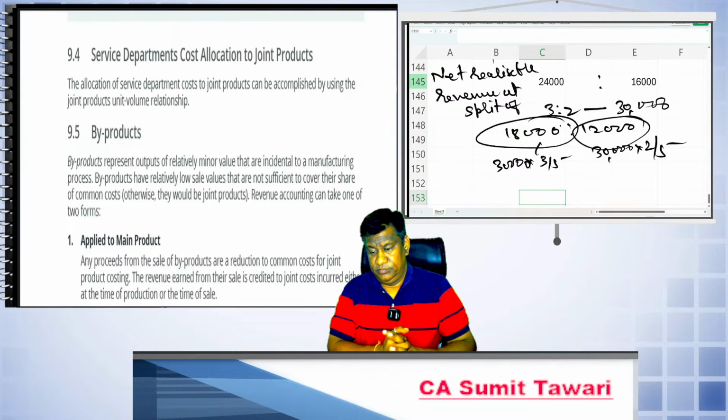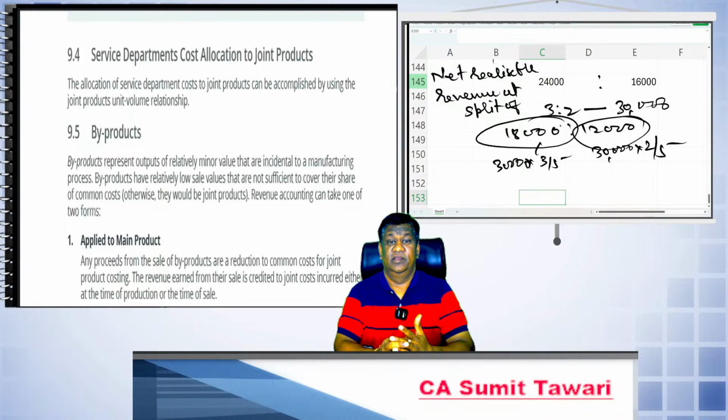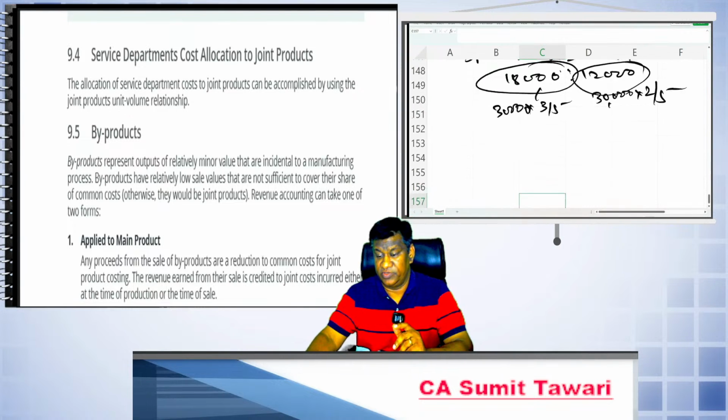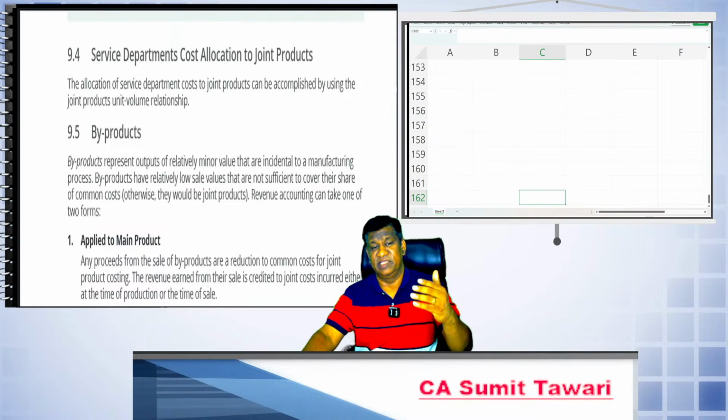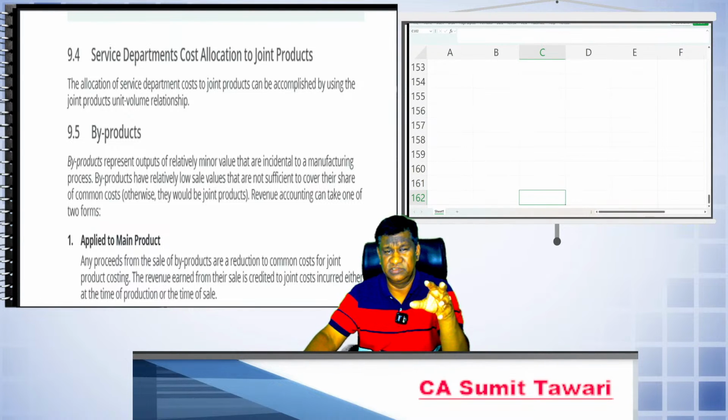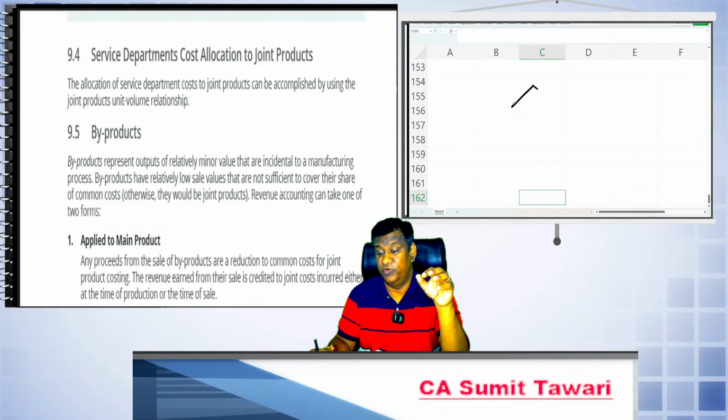Sir, is there any other method other than NRV at split off point for allocating the cost? Generally, if you see the practical situation, quantity would be the main basis. I tell you something: in examples, the situation is given, but if you actually visit the manufacturing plant, the cost you incur before the point of split off, whatever product you produce, is common.